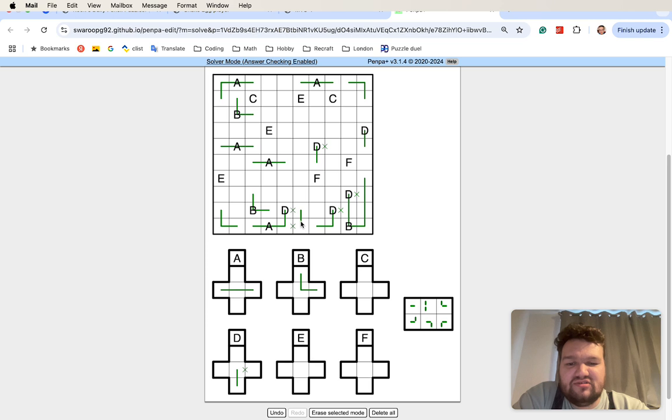This is a corner now, so continuing the loop. Cannot close the loop here, so have a segment like this. Also cannot close the loop here, so I'll have a segment like this. We have E on the left border, so those cannot turn left.